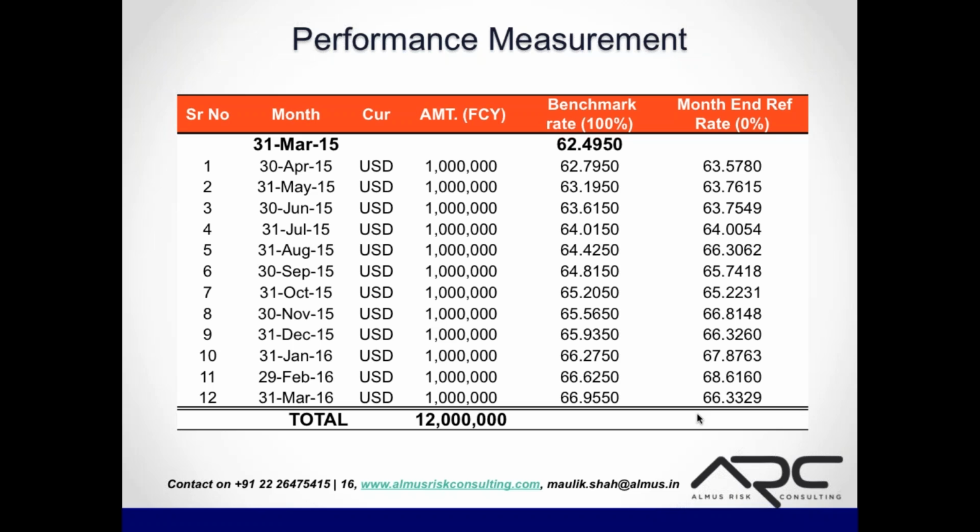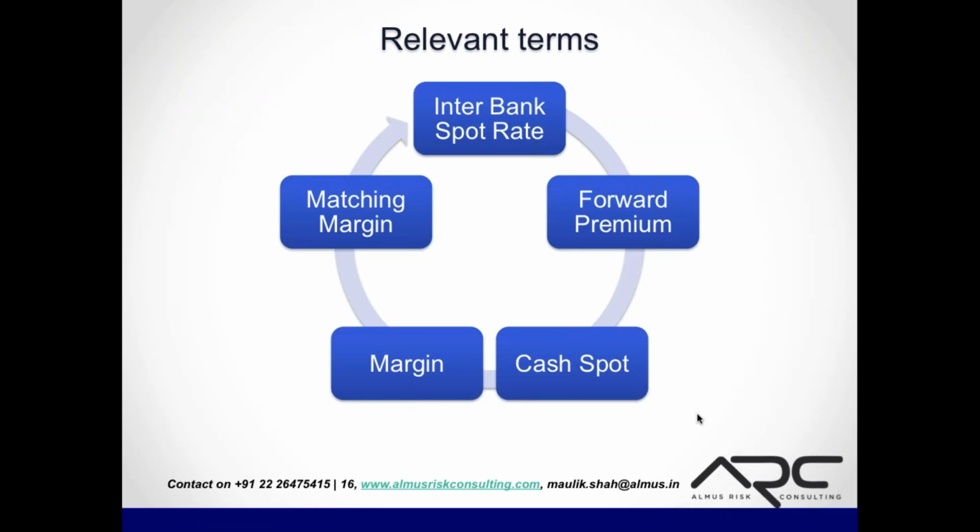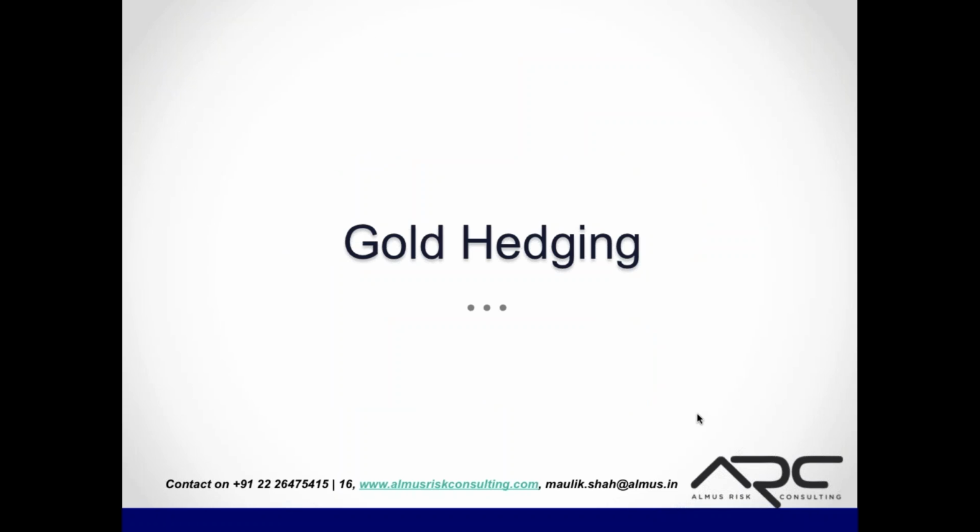If you really notice, because of the way dollar rupee has behaved in the last year, the rupee has remained weak. You not hedging last year would have been better off. That's what the chart says, that's what the number says, because by and large, dollar rupee has been on a higher side. Whether the situation will continue in the current year is a view that one needs to take to decide on value addition exposure hedging. Some of the relevant terms: interbank rate, the forward premium, cash spot, the margin that you negotiate with the bankers, the matching margin that you negotiate.